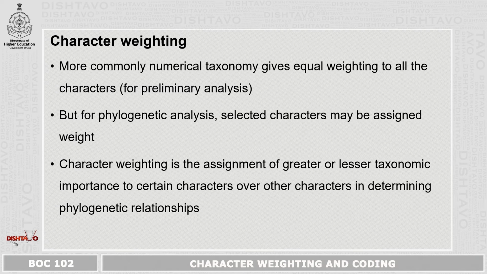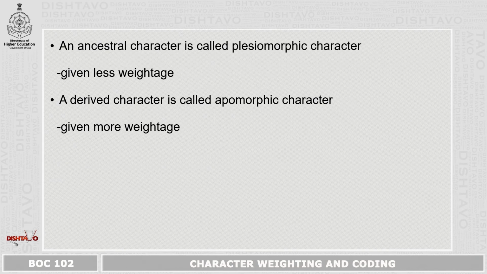Character weighting. More commonly in numerical taxonomy, there will be equal weightage for all the characters without considering whether they are plesiomorphic or apomorphic. But when you want to do phylogenetic analysis, we should try to assign some weightage to these characters. Character weighting is the assignment of greater or lesser taxonomic importance to certain characters over other characters in determining phylogenetic relationships.